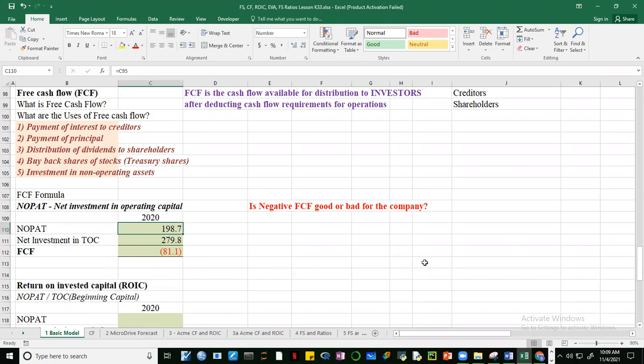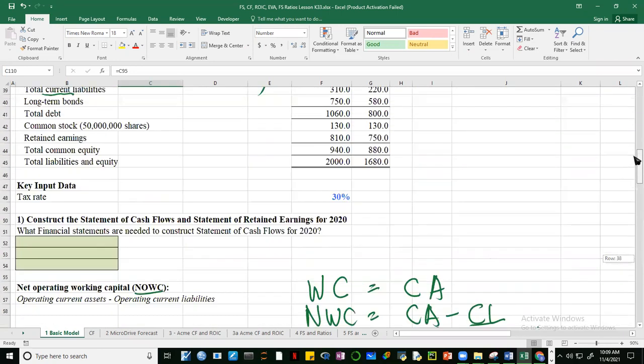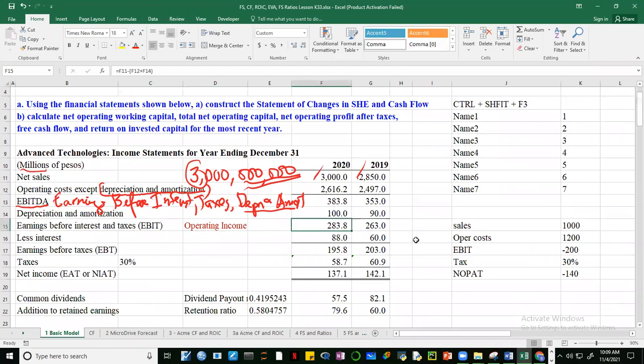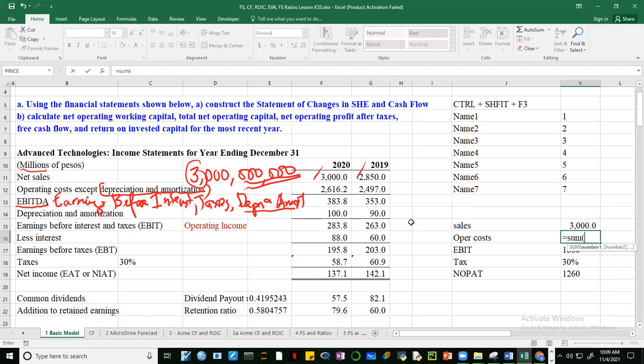Now, in our case, what's our NOPAT? Let's trace it back to our EBIT again. Our EBIT, guys, is 283.8. In fact, it increased compared to 2019, 263. So the company's EBIT is 283 million. Their sales were more than enough to cover the operating costs, right? Our sales, let me show, are 3,000. So our operating cost is the sum of 2,616 and 100.